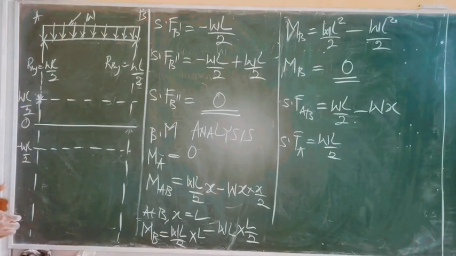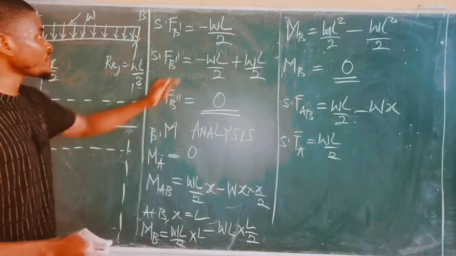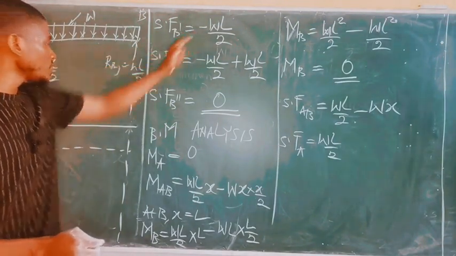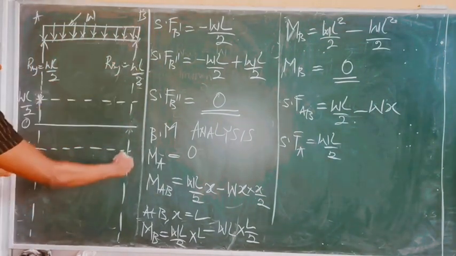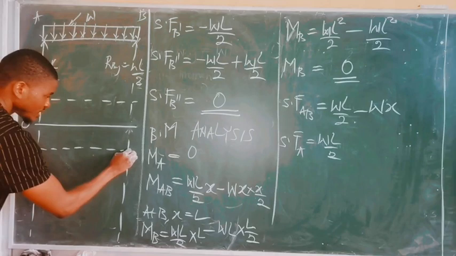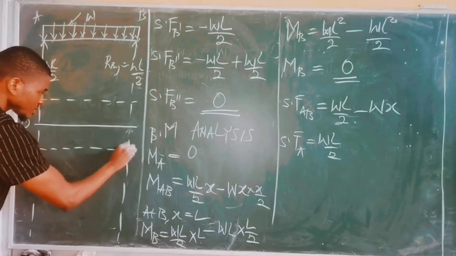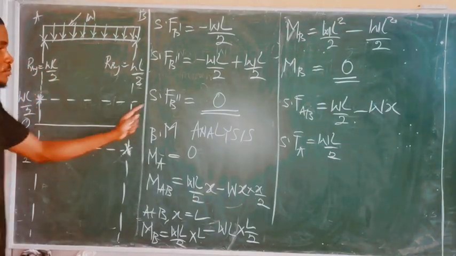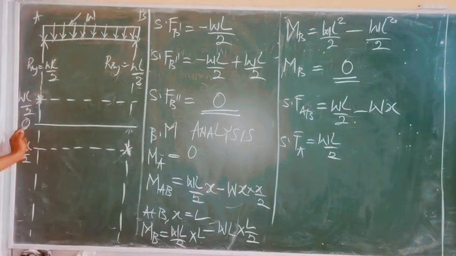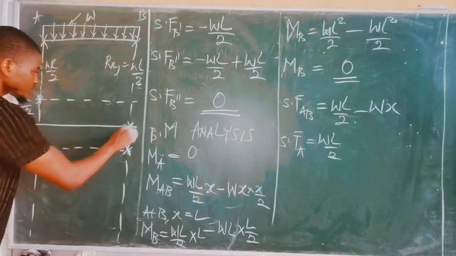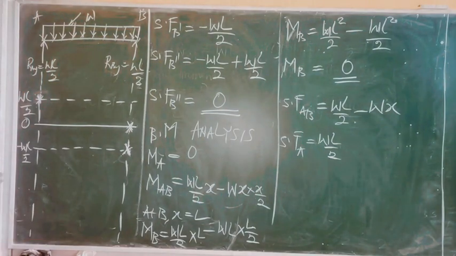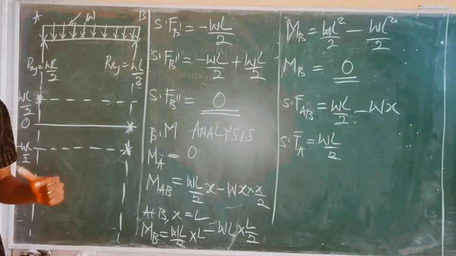Next is shear force B prime, which means initially at point B. And initially at point B, we have that force to be minus WL over 2. This is the negative WL over 2 line. This is line B, initial at point B. So this is where they meet initially. And then finally, shear force B prime prime gave us 0. This is the 0 mark. This is also line B. I've always said, please do well to look up all my videos on shear force and bending moment analysis for proper understanding.